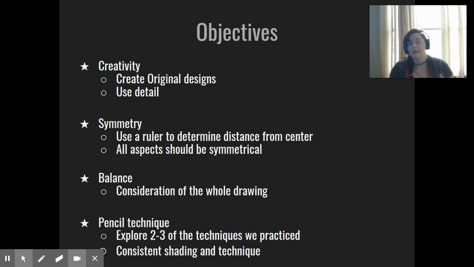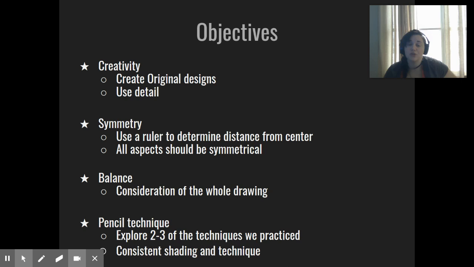So again, I would like you to add, when we shape these, please utilize two of the values or textures we covered in class, also known as pencil techniques. These include hatching, cross-hatching, stippling, scumbling, or blending. Please include at least two in your final.